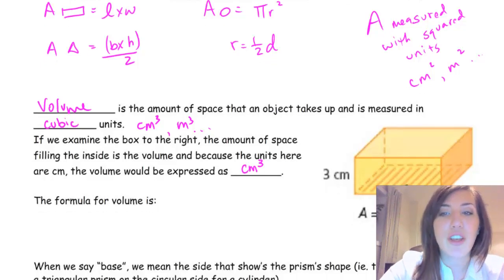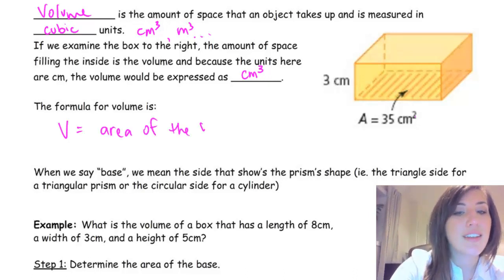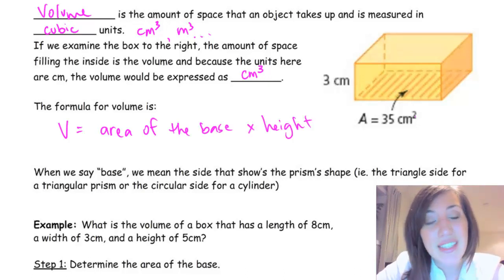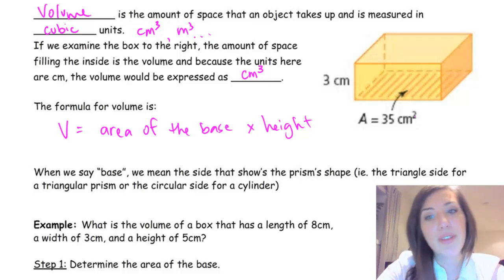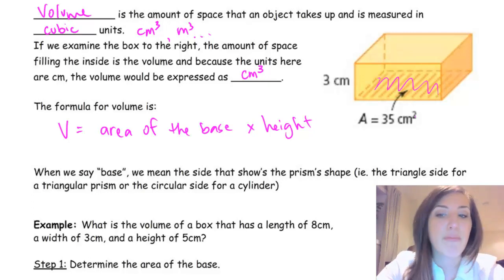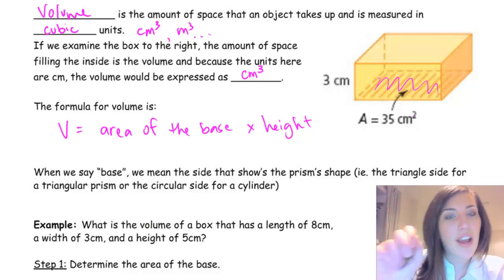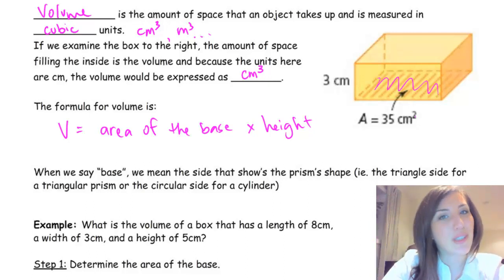So the formula for volume needs two things. Volume equals the area of the base times the height of the object. Now when we talk about the base, we mean whatever surface of that object makes the object what it's called. For example, this one, the base is shaded in orange, and this one is a rectangle, so we would call that a rectangular prism. But if you have a triangle, then the triangle part would be the base, or the cylinder, the circle part would be the base, because that is what makes those different.